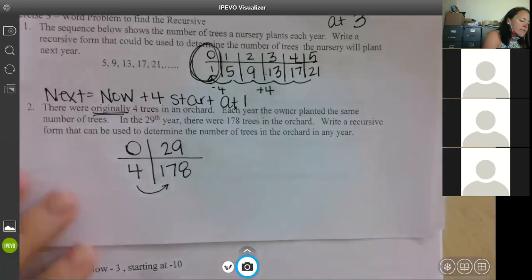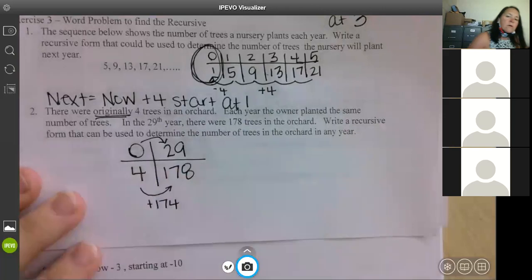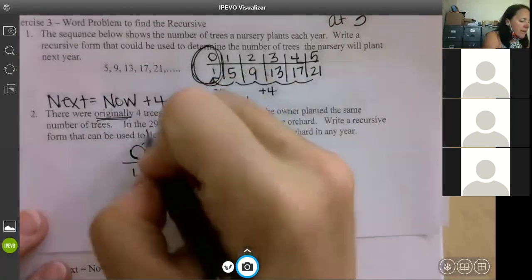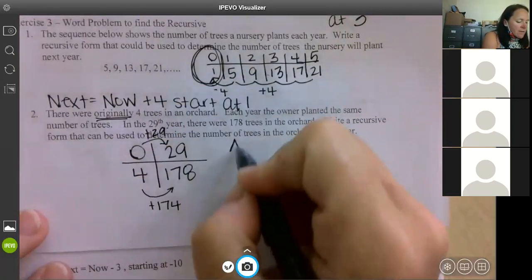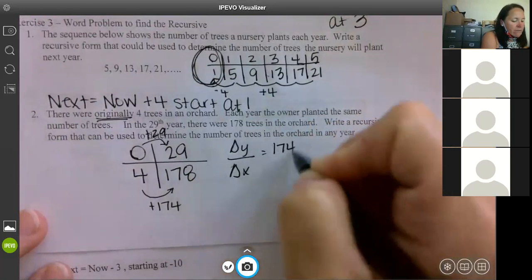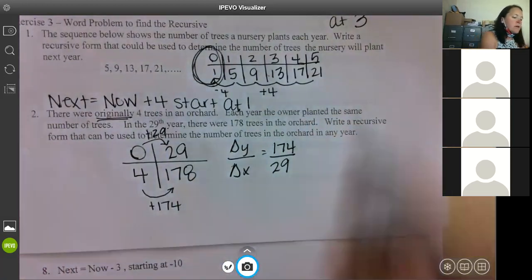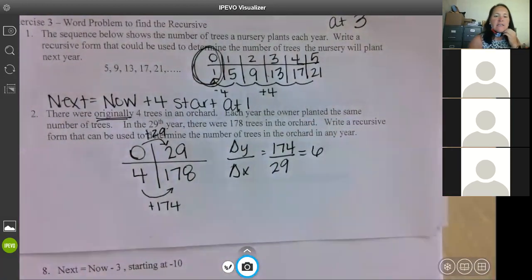Okay, so we went up 174. What about on the top? What did we do? Up 29. Perfect. So change in Y over the change in X is 174 over 29. When you put that in your calculator, you get 6. So our slope is 6.